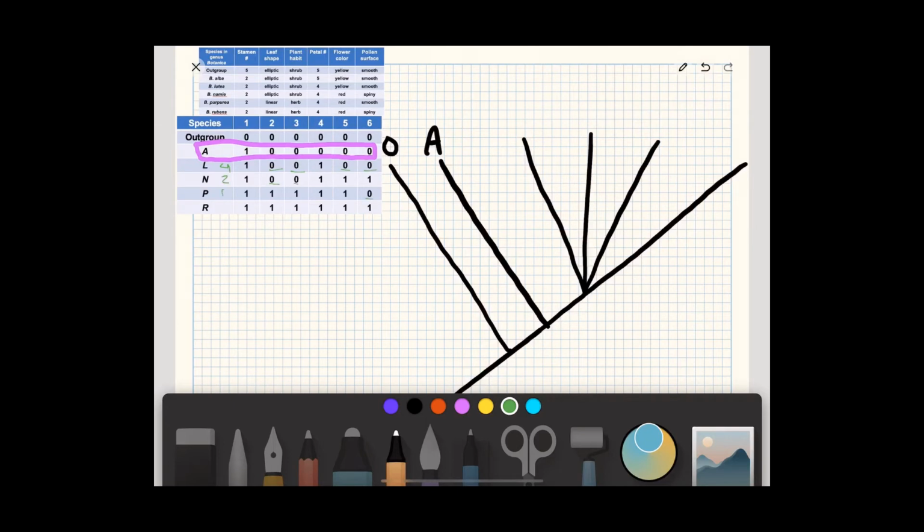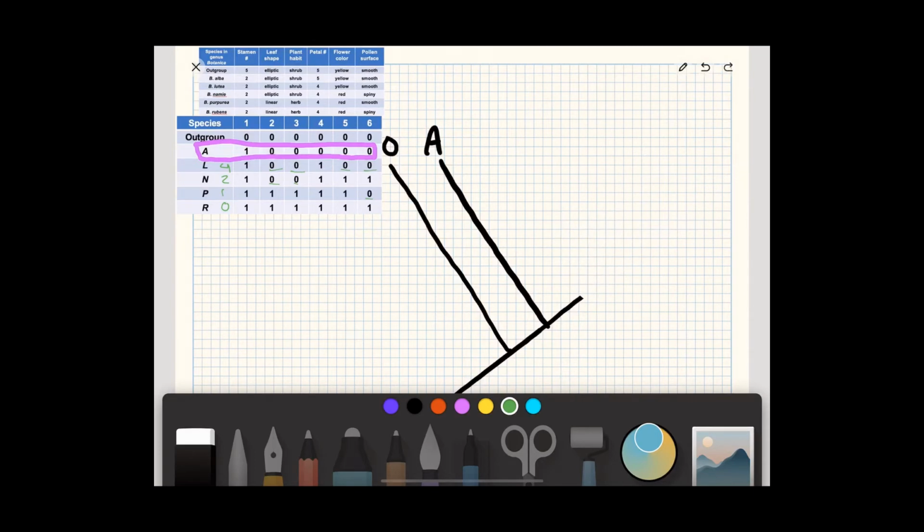Has 4 of the same ancestral characteristics as A, N has 2, P has 1, and R has 0 of the same ancestral states as A. And so it's likely that L was part of the next lineage that branched off after A. So let's add L.